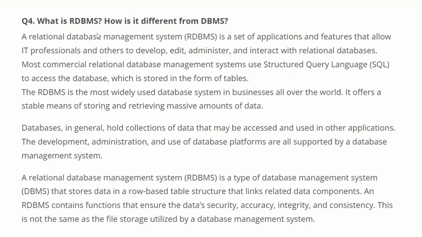Databases in general hold collections of data that may be accessed and used in other applications. The development, administration, and use of database platforms are all supported by the database management system. A relational database management system, that is RDBMS, is a type of database management system, DBMS, that stores data in row-based table structures that link related data components. An RDBMS contains functions that ensure data security, accuracy, integrity, and consistency. This is not the same as the file storage utilized by the database management system.